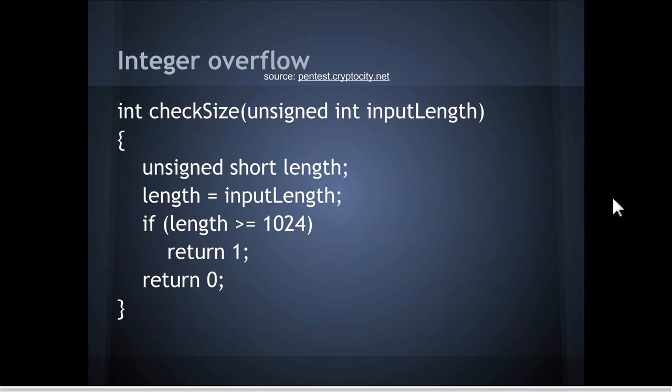So here's an example of code with an integer overflow, underflow, or integer error bug in it. Can anyone spot it? What we have is an unsigned short, which we call length, and this function takes in an unsigned int called input length. We put input length into length and check to see if it's greater than our maximum allowed value, which is 1024. It returns true if it is, and returns false if it's okay. Who sees a problem here?